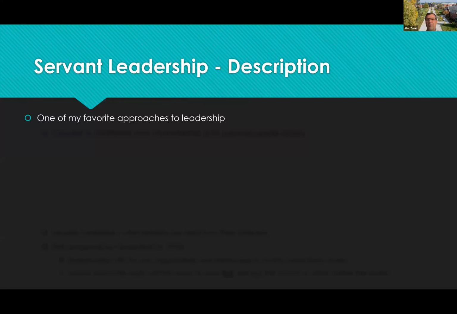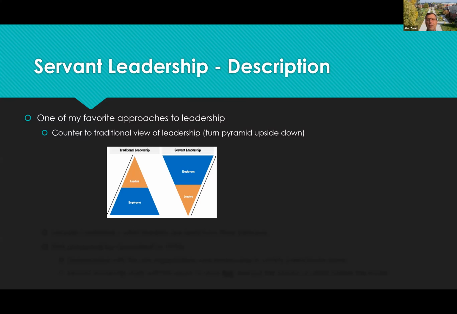Servant leadership is one of my favorite approaches to leadership, in that it goes counter to the traditional understanding of leadership. We turn the pyramid upside down. If you think in terms of the traditional view of leadership, leaders are on top and followers are at the bottom, and leaders lead and followers follow. When we talk about servant leadership, we are turning the pyramid upside down. In other words, leaders are at the bottom and followers are at the top. And the role of a leader is to help followers grow and succeed.